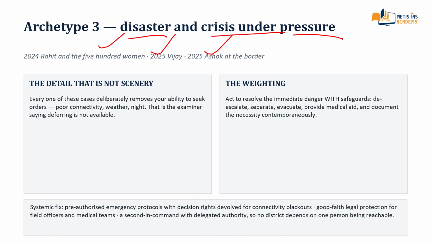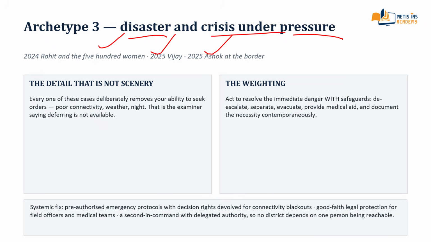Firmness against the prevention of a worse tragedy, immediate safety against the legal exposure of yourself and your team, personal claim against public duty, most sharply in the 2025 Vijay case, where nothing is corrupt and nobody is at fault. And in the border case, security obligation against humanitarian duty. So, what are the options here?